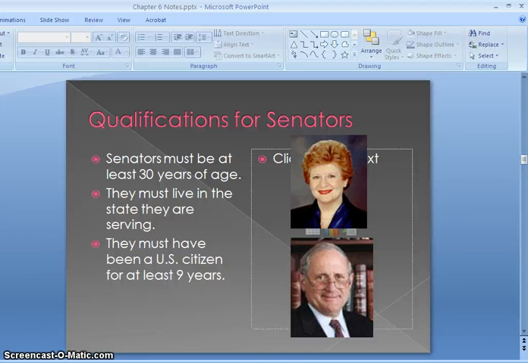So as you can see, there's a little bit more prestige to becoming a senator because there are less members. They must live in the state that they are serving, just like in Congress. And they have to be a citizen for at least 9 years. So it is a little bit harder to become a senator.